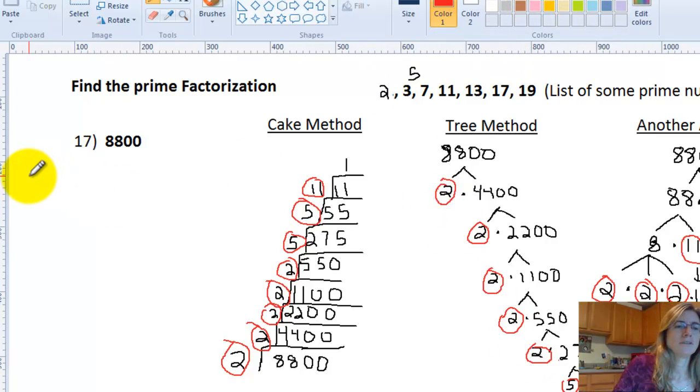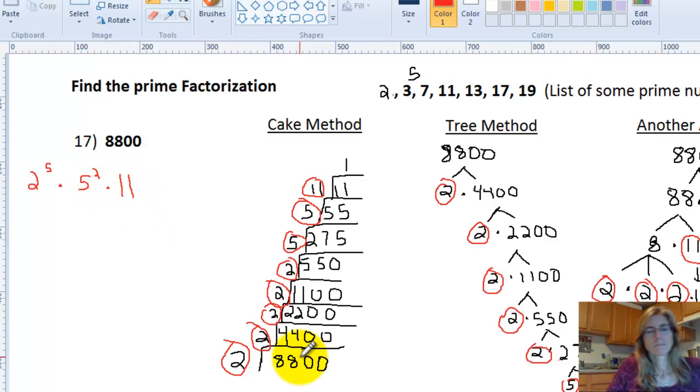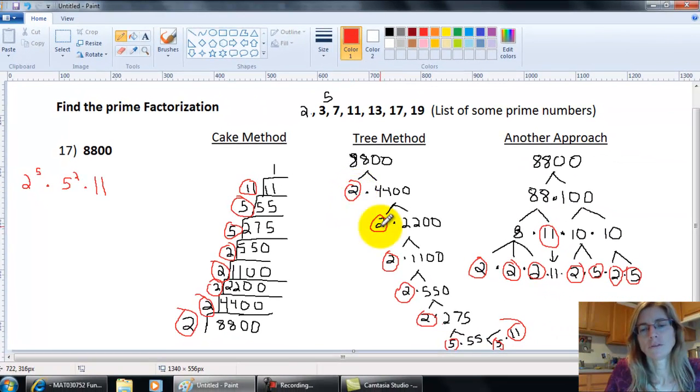So the prime factorization of 8800 is 2 to the 1, 2, 3, 4, 5. 2 to the 5th power times 5 squared times 11. And each one of those ways of doing it came up with the same thing. Here's 5 2's, 2 5's and an 11. Okay.